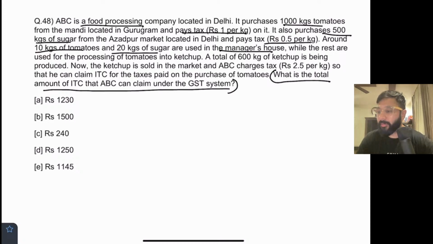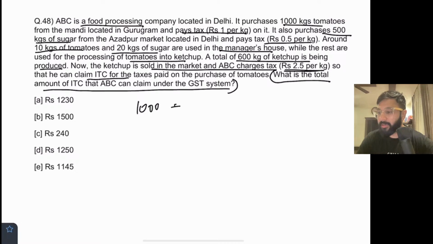While the rest are used for processing tomatoes into ketchup. 600 kg ketchup is being produced. इन सबको मिला के 600 किलो ketchup बना. Now the ketchup is sold in the market and ABC charges tax at ₹2.5 per kg so that he can claim ITC for the taxes paid on the purchase. तो उसने टैक्स कितना भरा है, ITC कितना claim किया, ये पूछा गया है.